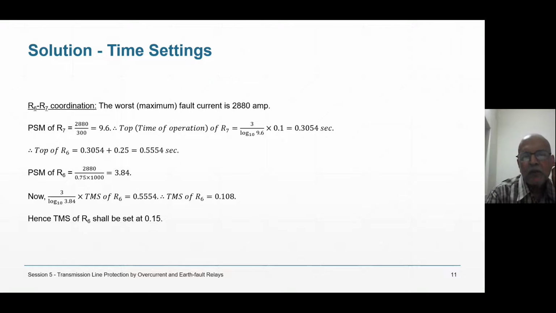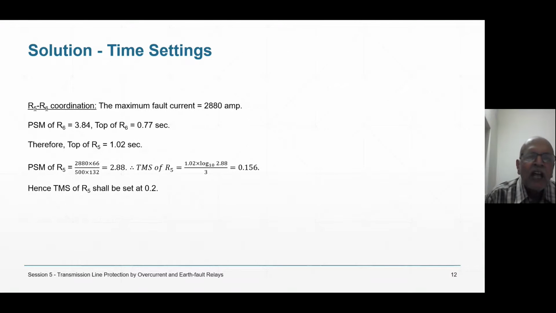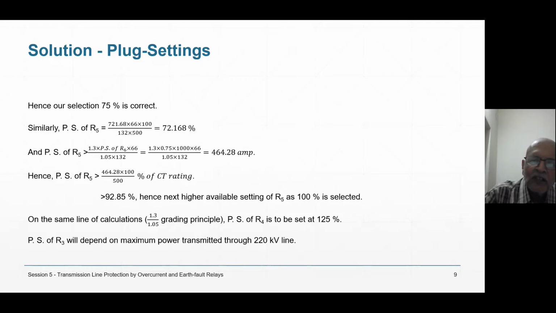Now I have to consider PSM of R6 for the same current 2880. That gives me 3.84. So 3 upon log 3.84 into TMS, which is not known, is equal to the time which is known. From there I will come to know TMS is 0.108. But if I go in steps of 0.05, then I will take TMS of R6 as 0.15. For R5, R6 coordination also, the fault current is the same. You can see for R5, R6, the fault current is the same.